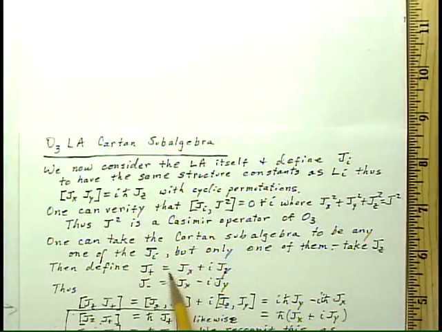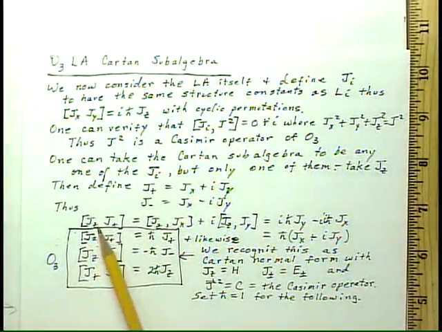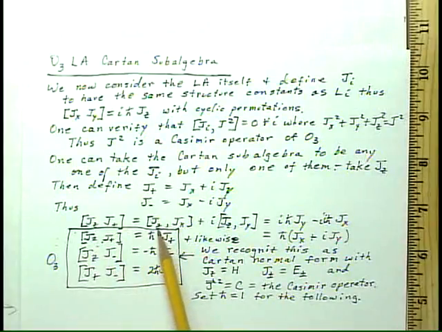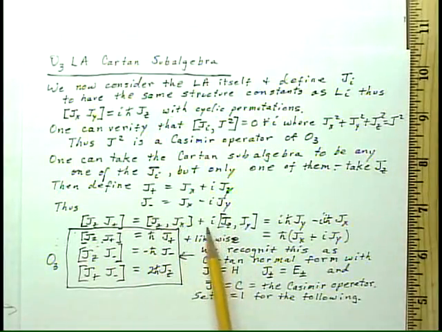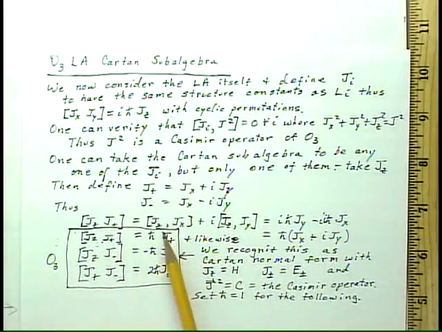We can take the Cartan subalgebra to be any one of the J's, but only one of those. And we take it to be Jz. We then defined a J plus and a J minus to be Jx plus or minus i Jy. And then we can show, and we begin this lecture with the fact that one can show, that Jz times J plus is Jz times Jx plus i times Jz Jy. And all we have done is substitute this expression in here.